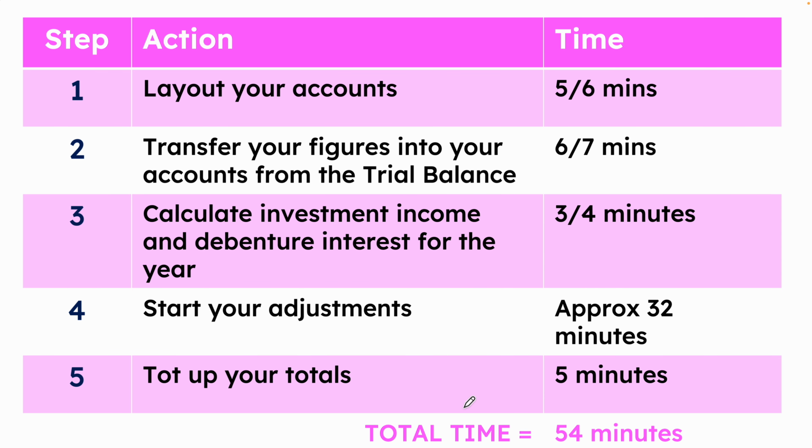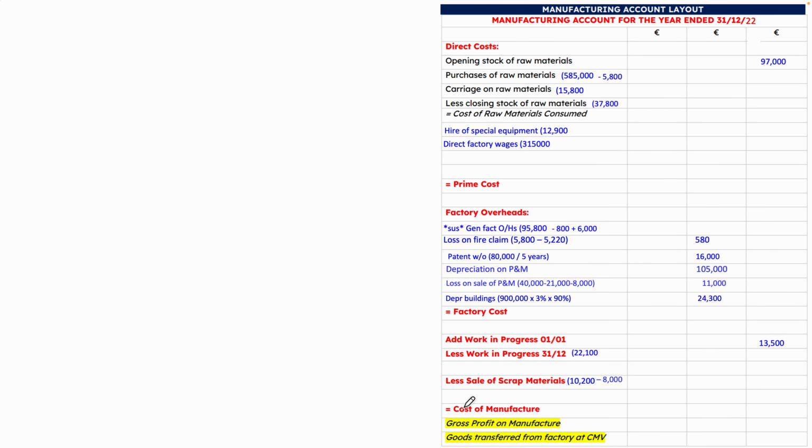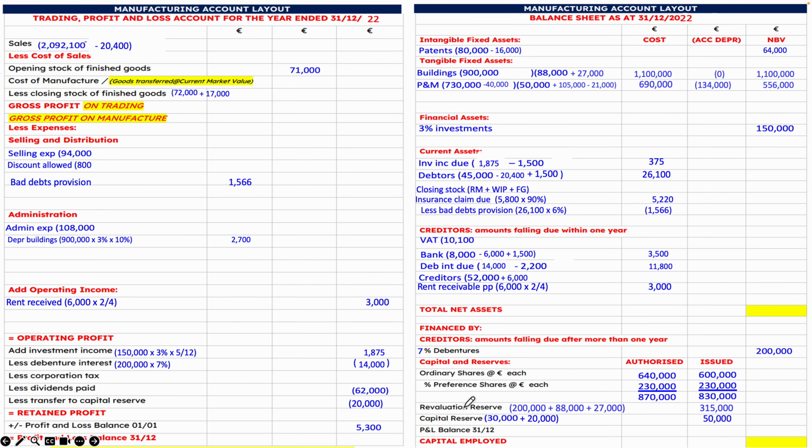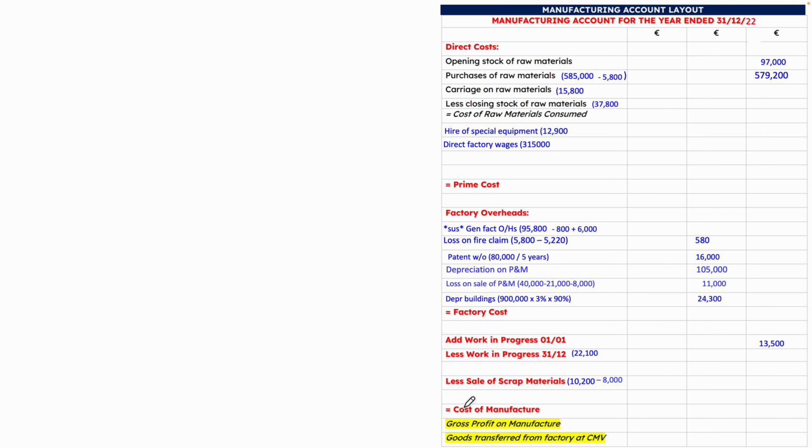Now you're ready to move on to step 5, which is just to tot up your totals. So 5 minutes is all you should take on this. You should not take any longer. If you take any longer, you're taking away from marks that you could be getting in other questions. So do not be tempted to spend 10-15 minutes here, because it'll cost you a lot more than what you could get in marks for that. So that's what we're looking like now. We just need to tot everything up and bring it all out.